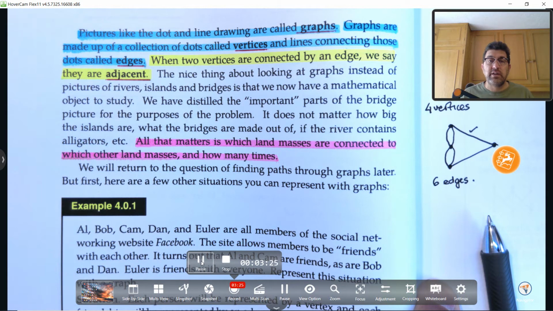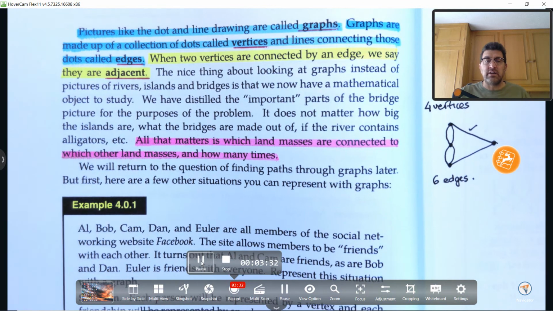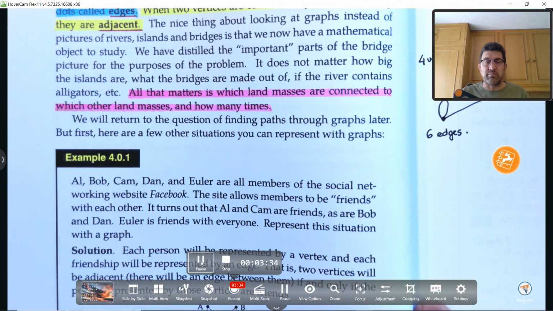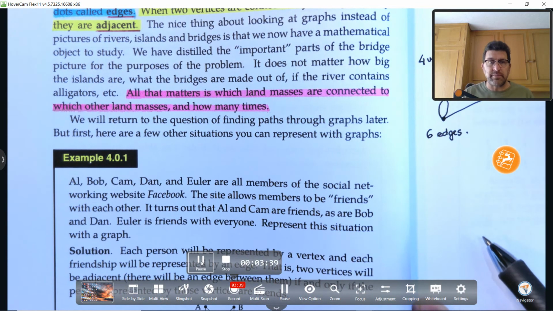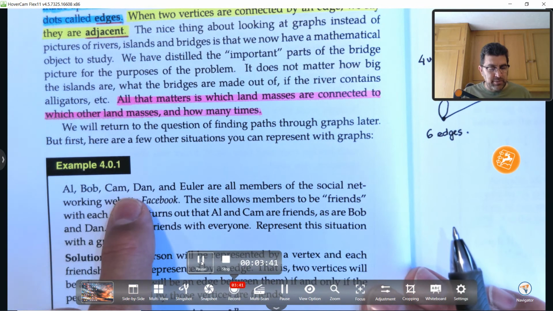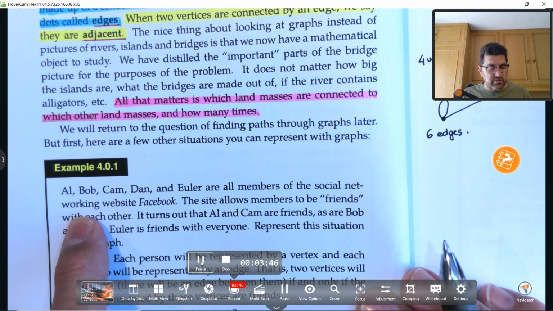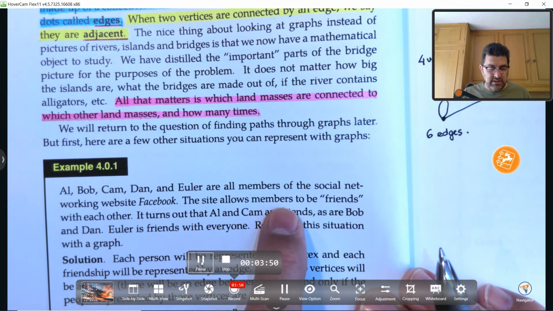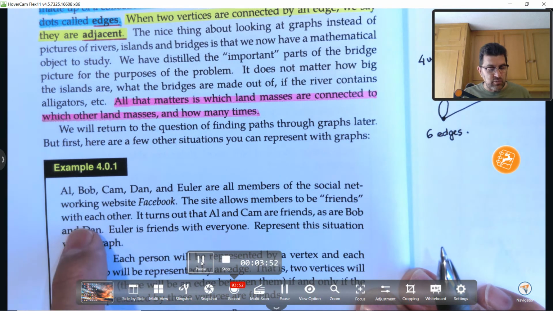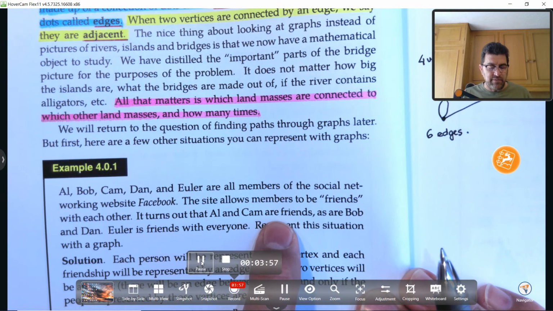Now let's see how I can represent a situation as a graph. I'm going to look at this example, and we're not going to look at the solution. Then we're going to try and do our own thing. It says Al, Bob, Cam, Dan and Euler are all neighbors in a social network website on Facebook. The site allows members to be friends with one another. It turns out that Al and Cam are friends.